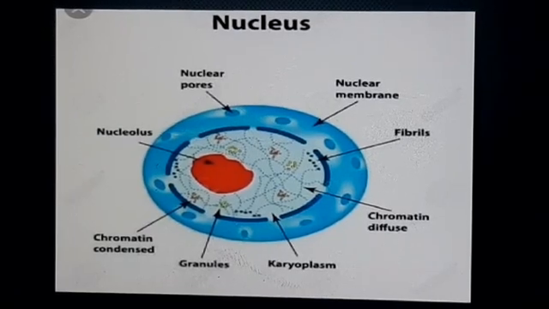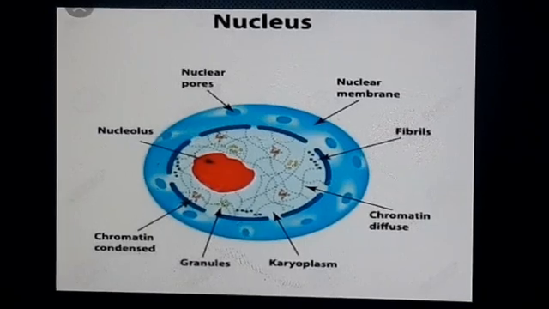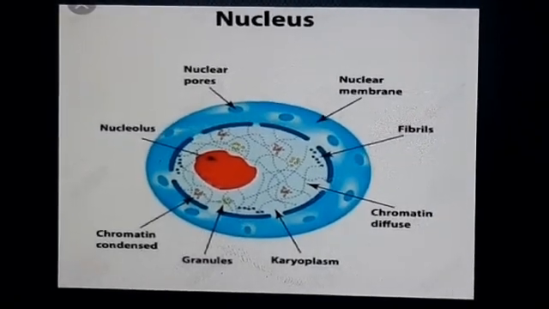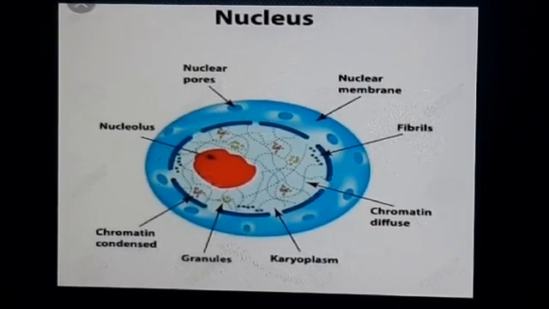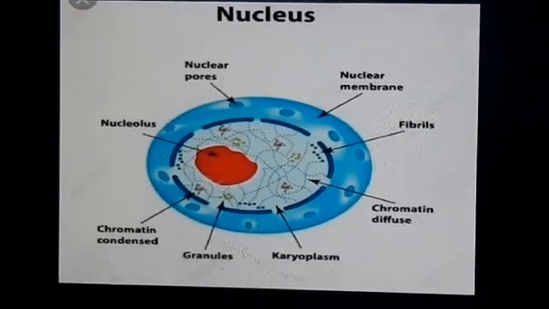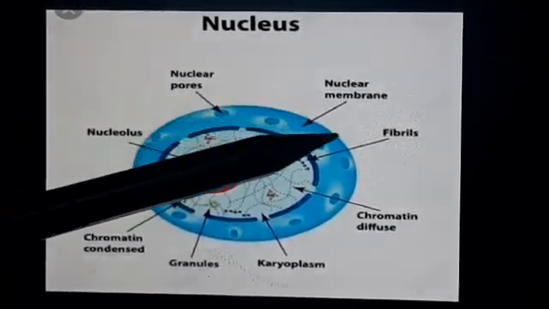If we talk about the structure of a nucleus, then a nucleus consists of four parts. First is the nuclear membrane. Observe the nuclear membrane in the figure. Second one is nucleoplasm. Third one is nucleolus, and the fourth one is chromosomes. Let's talk about the nuclear membrane. This is the nuclear membrane.